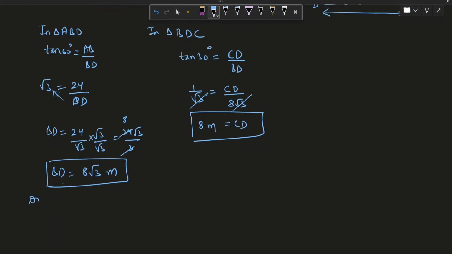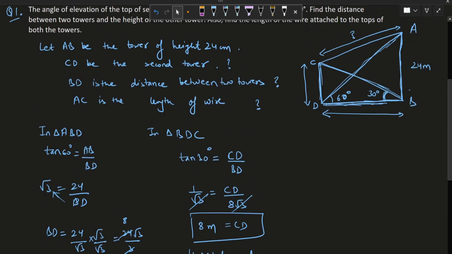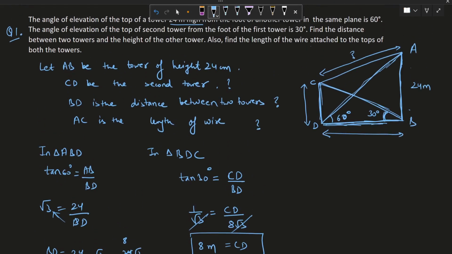I got the distance between the towers. I will keep writing distance between towers. How much is that? 8 root 3 meter. I got the height of the second tower. How much is that? 8 meter. Fine. Now the third part. Third part says I have to calculate this AC.